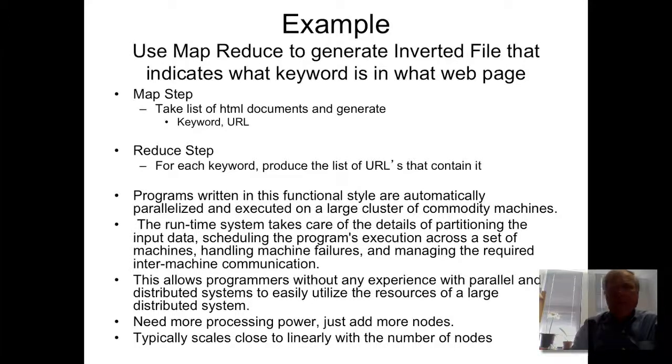Some other examples. Let's say I want to find out what keyword is in what web page. I can take a list of HTML documents and generate the keyword and the URL that it appears in. So instead of the 1, I'm now doing the URL. And the reduce step, remember again that this is going to be sorted by keyword. So now I have the keyword followed by the list of URLs that contain it. Well, that's an inverted list.